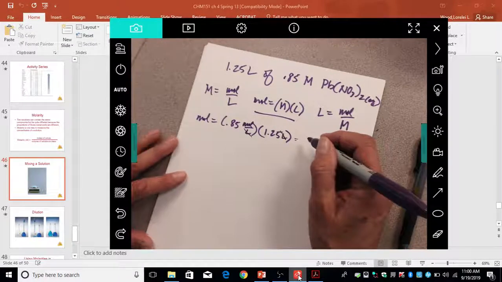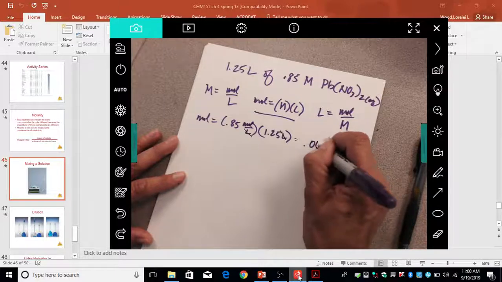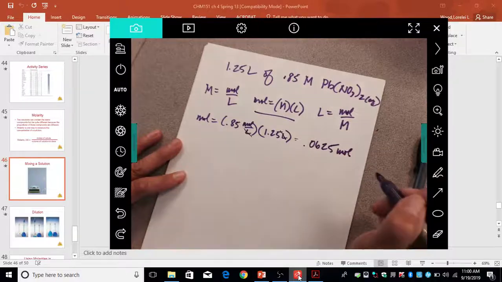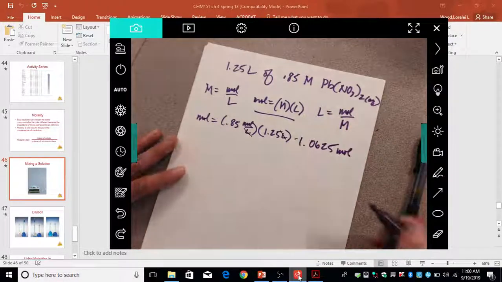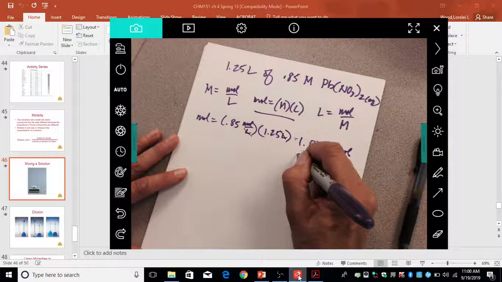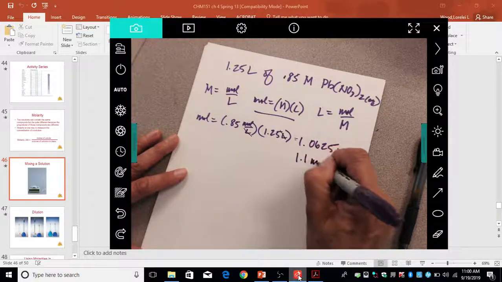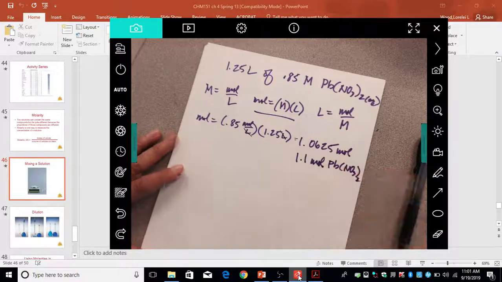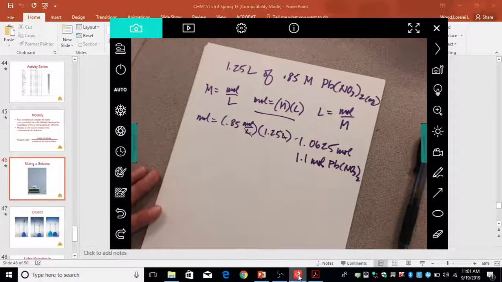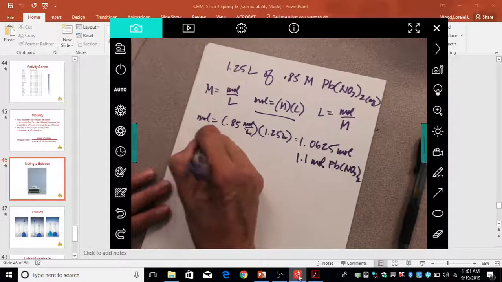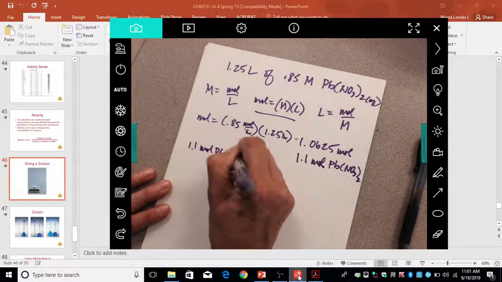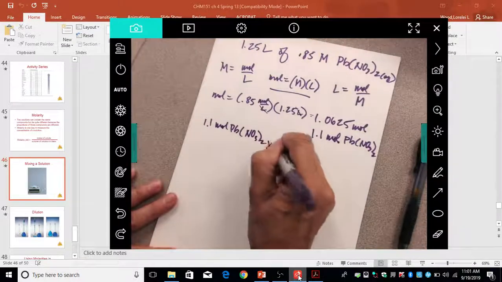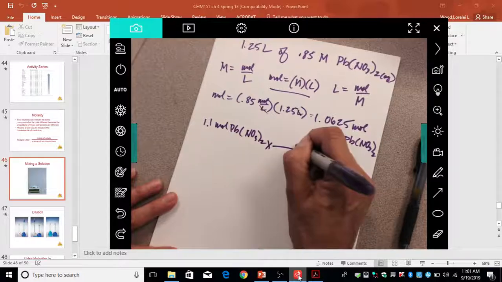1.0625 moles. So let's say that's 1.1 moles of PbNO3. Now what would I have to do for that information? Right, so 1.1 moles of lead nitrate takes me from what I can't measure and I can't count out to something that I can measure and I can count out, which is grams.